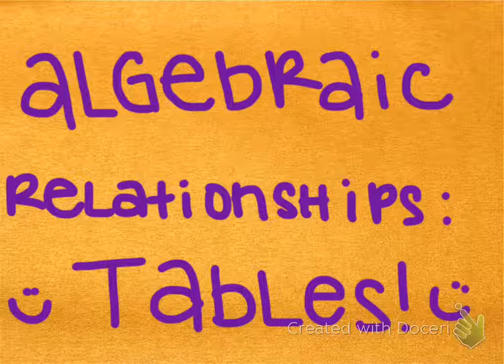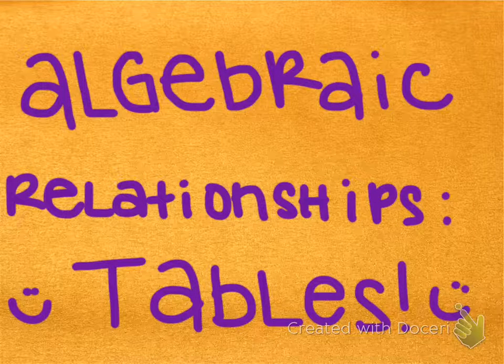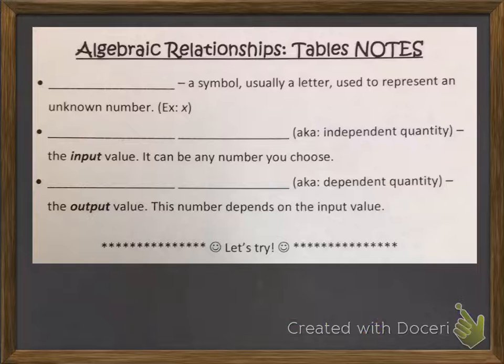Today we are going to learn about algebraic relationships in tables. The first thing we need to do is establish our vocabulary words. The first one is variable. A variable is a symbol, usually a letter, used to represent an unknown number. An example of a variable would be the letter x.